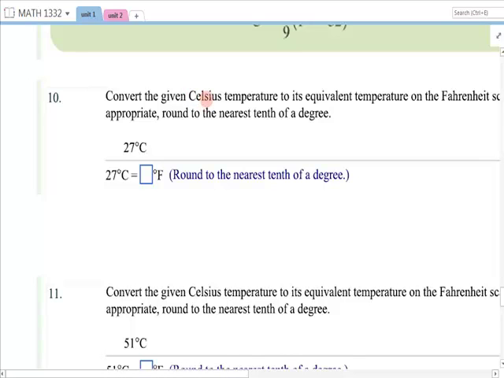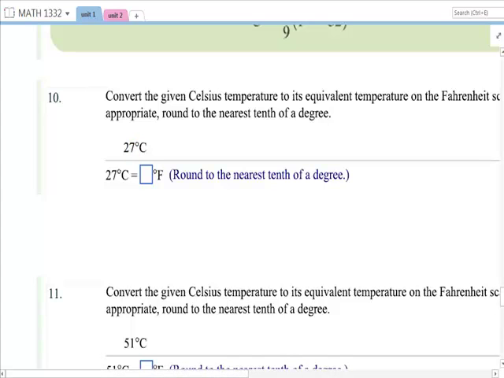Convert the given Celsius temperature to its equivalent temperature on the Fahrenheit scale. And it must say something else. And then it goes on, round to the nearest 1/10 of a degree. One way the numbers turn out nice, and the other way they don't turn out very nice. Depends on which way you're going.